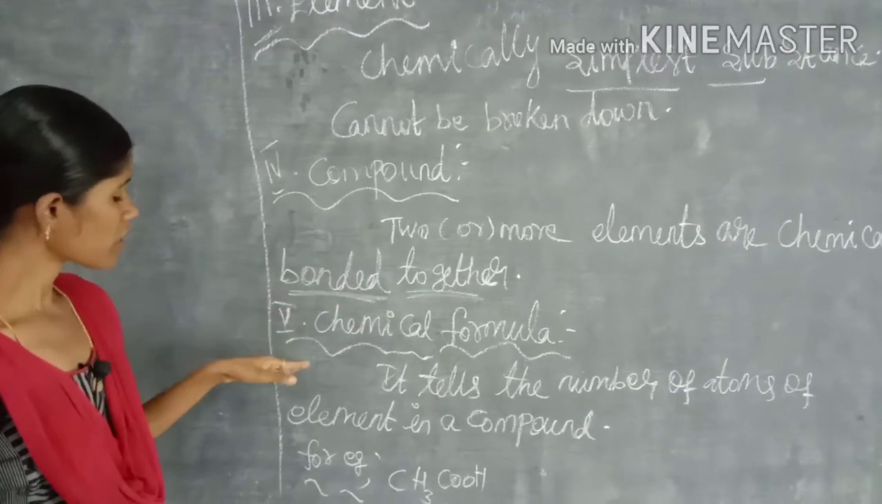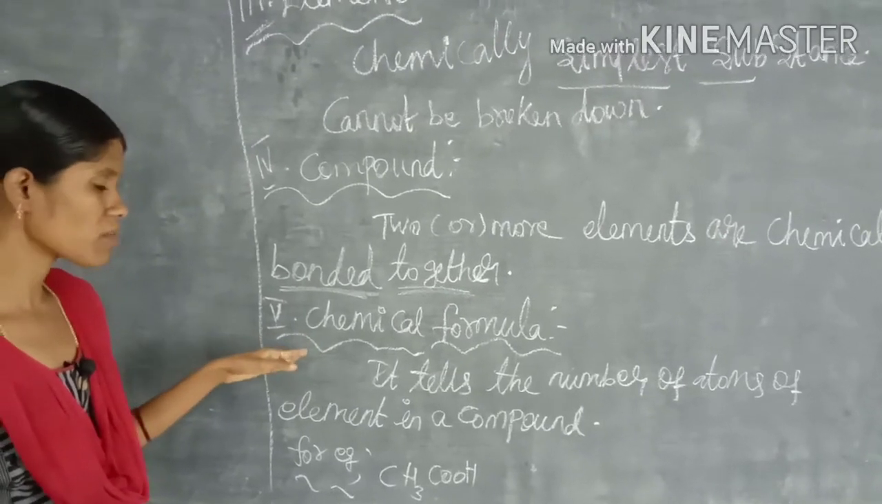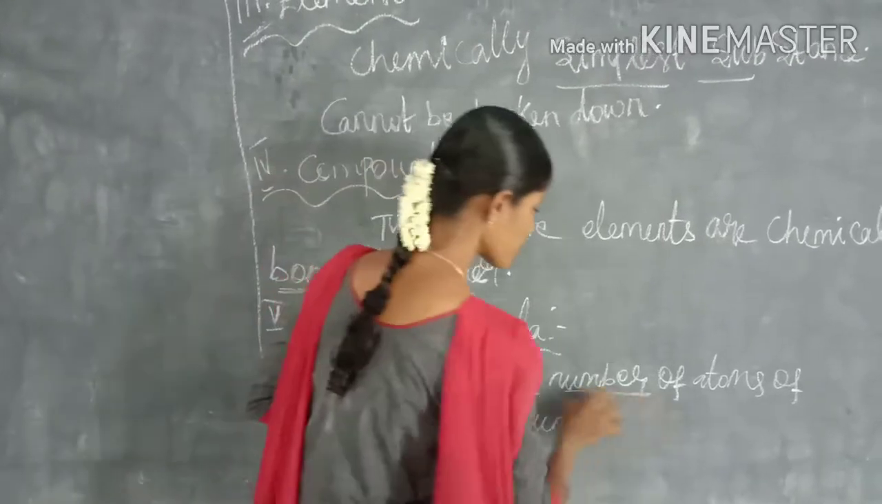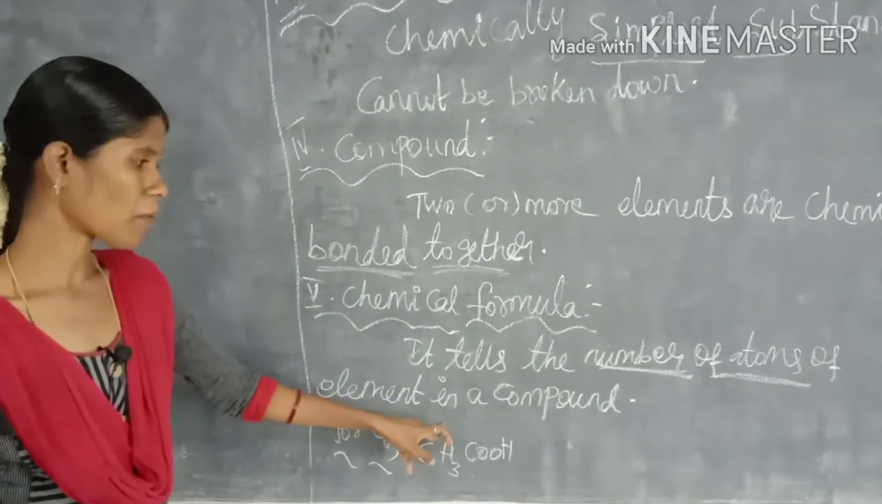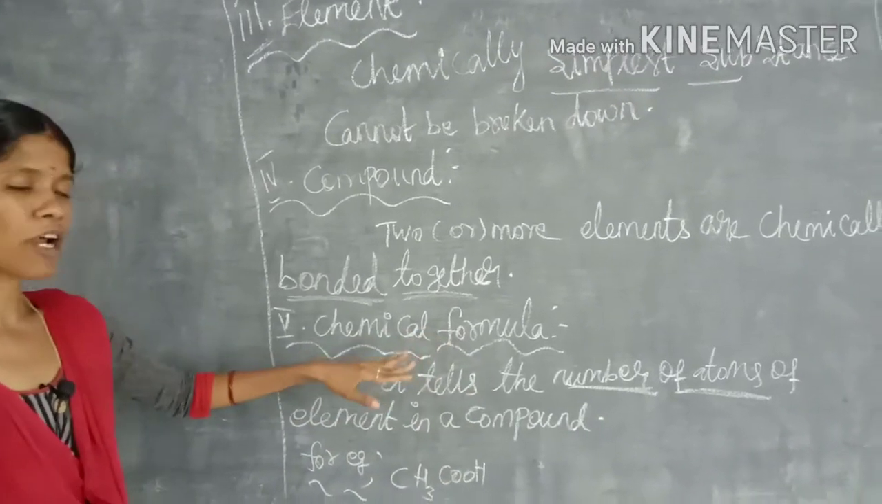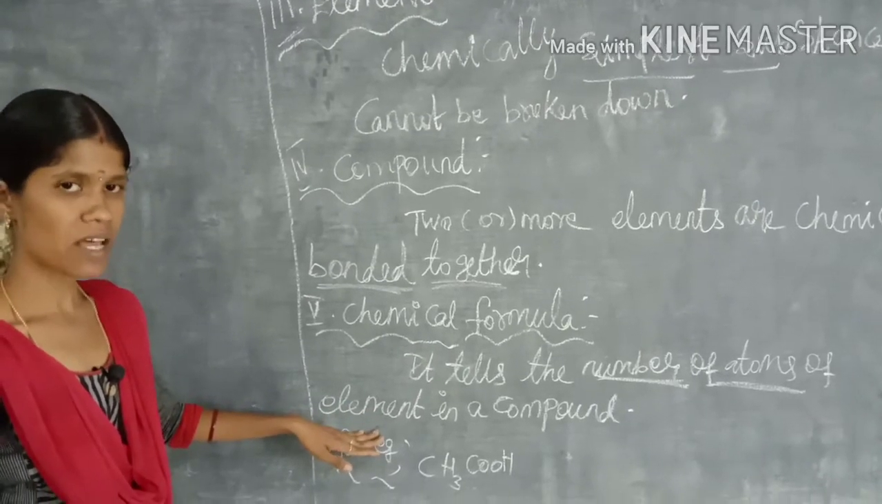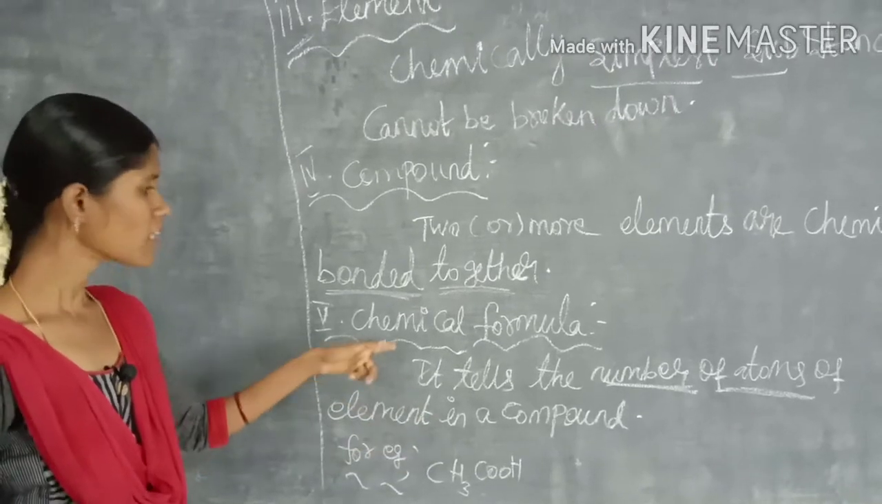Next one is the chemical formula. What is meant by this? It tells the number of atoms of each element in a compound, which means in the case of a compound, how many atoms of that element are present. That is calculated by the chemical formula.